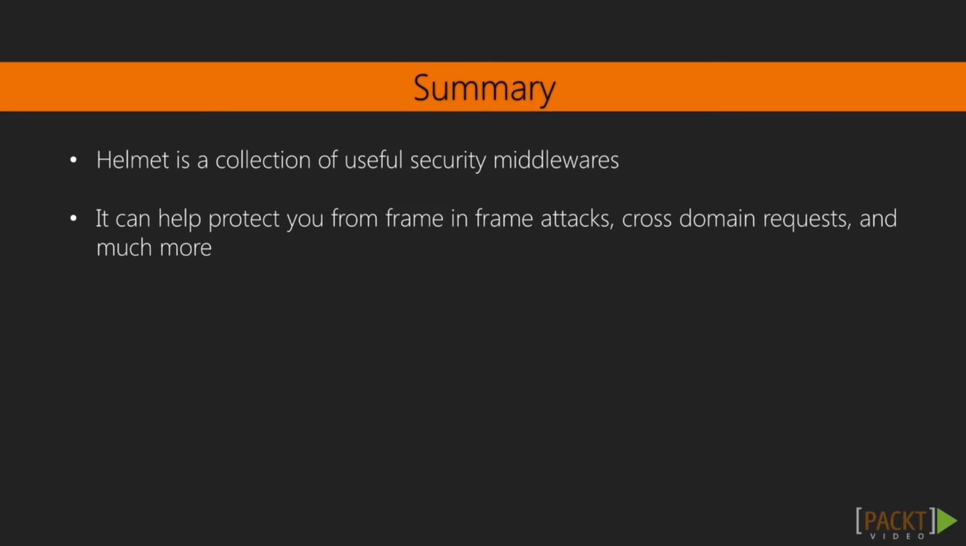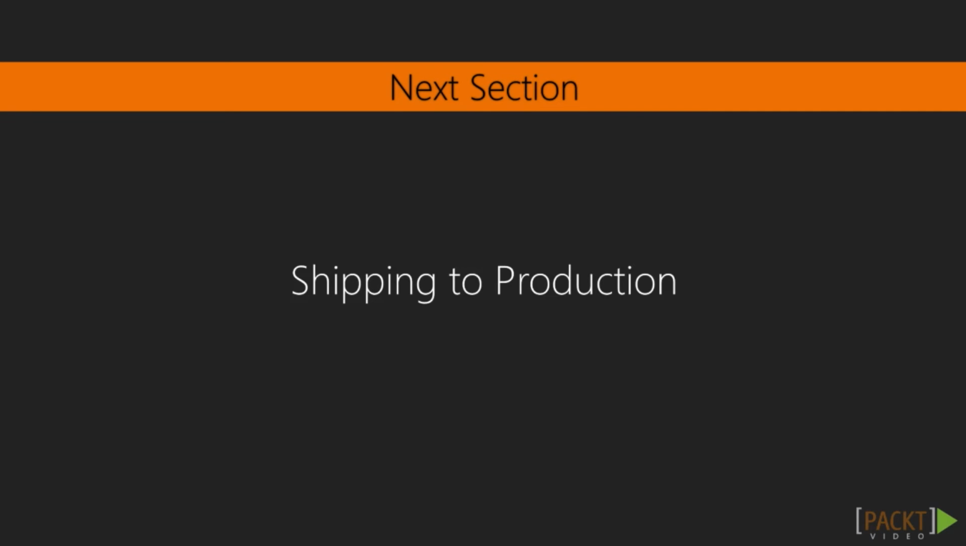Using Helmet is an easy way to make our application a little more secure. It can help protect you from frame-in-frame attacks, cross-domain requests, and much more. However, we still need to make sure that we don't allow our users to perform things like cross-site scripting attacks. But Helmet does do a lot to help us. In the next section, we'll be taking a look at how to ship our application to a production server.